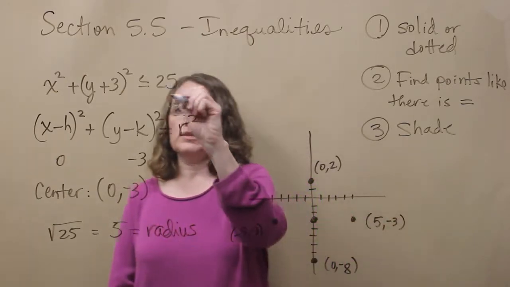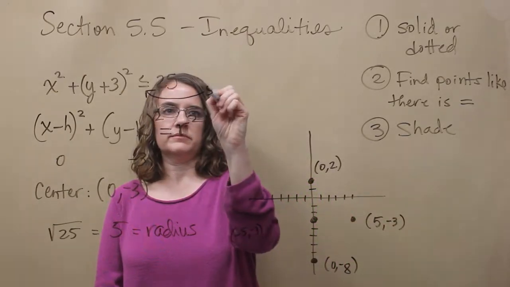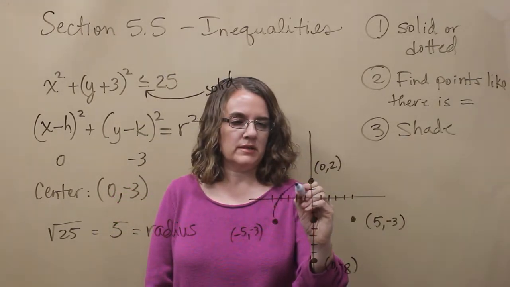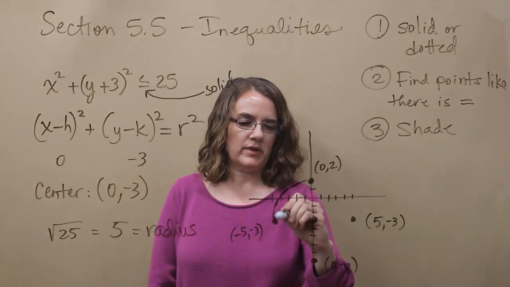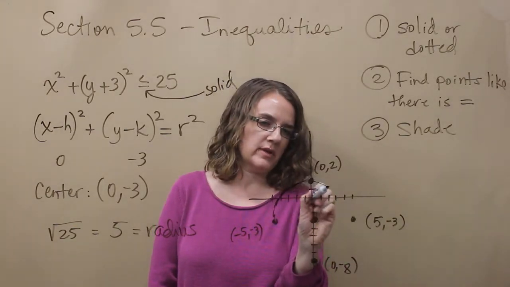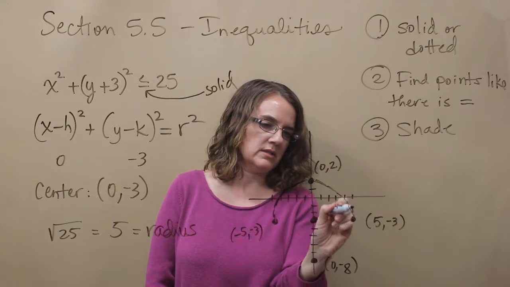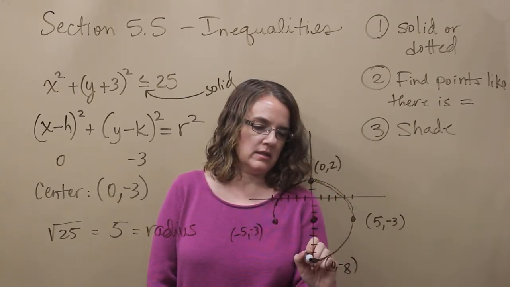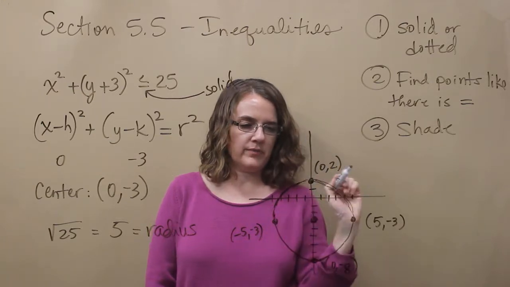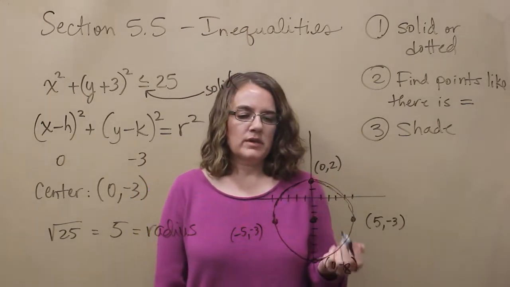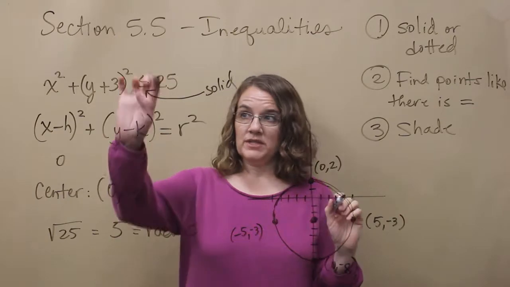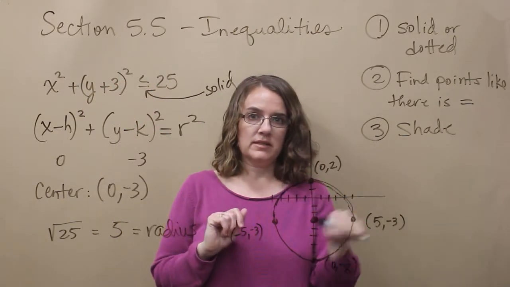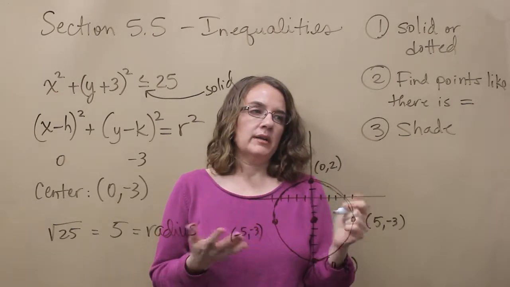We know that this is going to be a solid line. So I'm just going to do the best I can without using a compass. I don't know if anyone remembers what a compass was, but I have that. That's a good part there. All right, now for these, if it were just less than and there was no equal to, I would make this a dotted line around, okay?